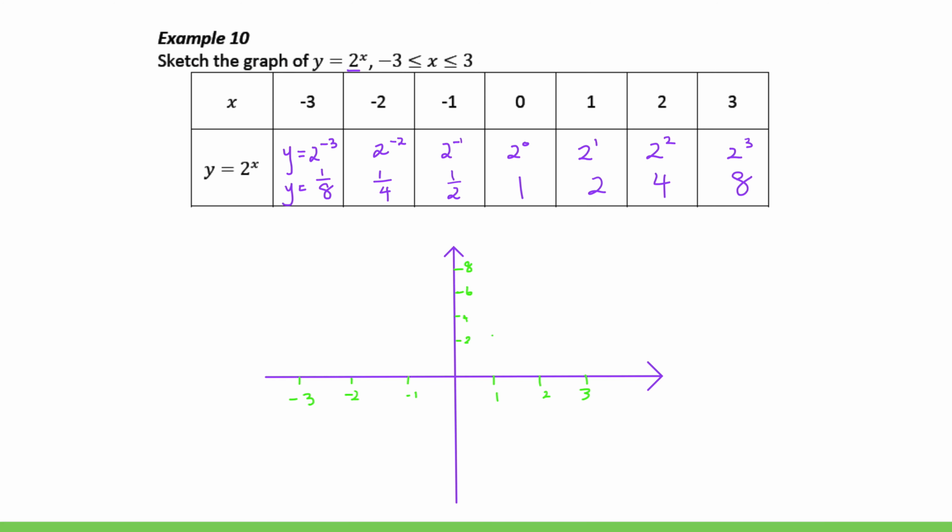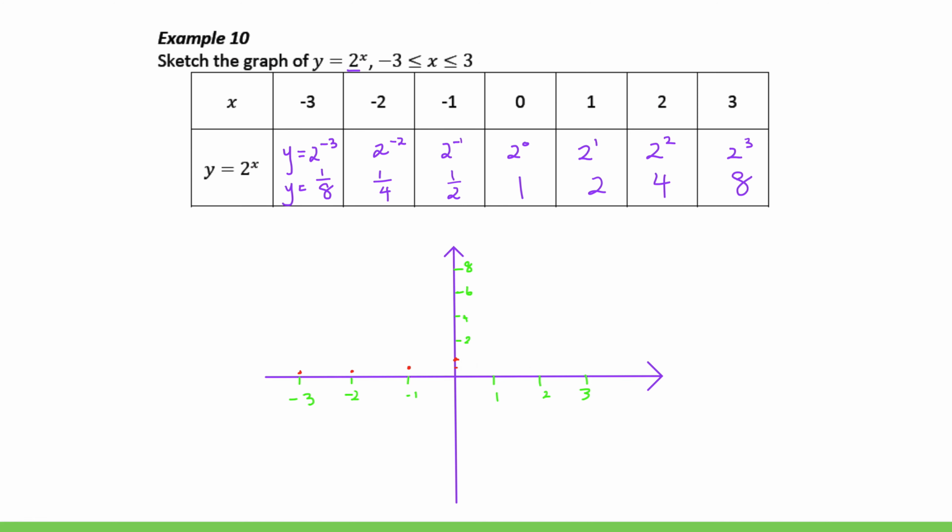And now all I'm going to do is plot each of my points on. So when x is negative 3, I can see that that's 1/8, which is quite a small number. So if here's 1, here would be a half, here would be a quarter, and an eighth would be absolutely tiny over here. When x is negative 2, y is a quarter. So if that is a half there, it will be half of that value. So over here. When x is negative 1, my y value will be 1/2.